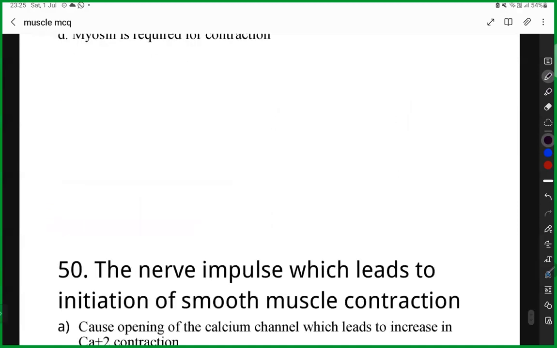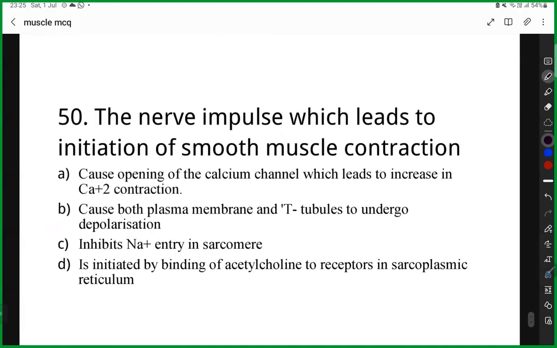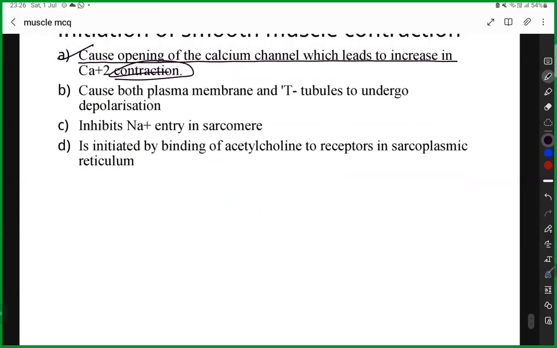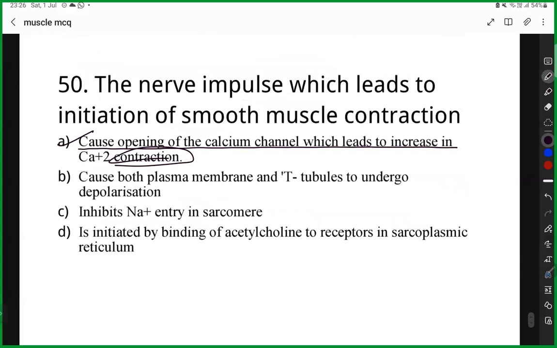That is the answer. The nerve impulse which leads to initiation of smooth muscle contraction causes opening of your calcium channel, and that leads to increase in the calcium concentration. Calcium concentration increases, automatically it's going to cause depolarization. That is what I told you. So it causes opening of your calcium channel, which leads to increase in the calcium, and that is going to cause contraction.